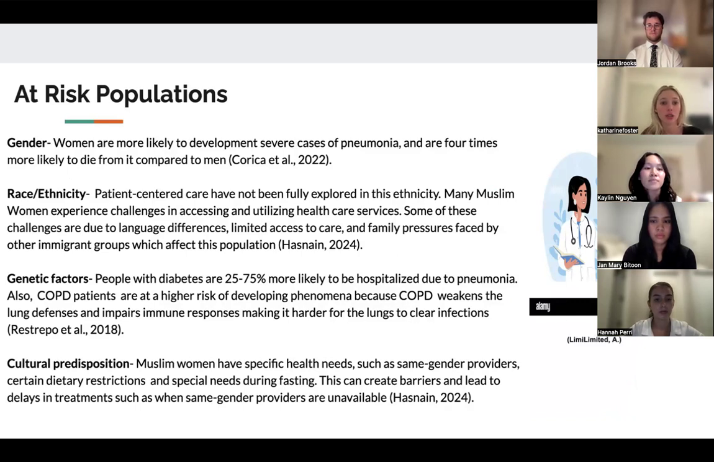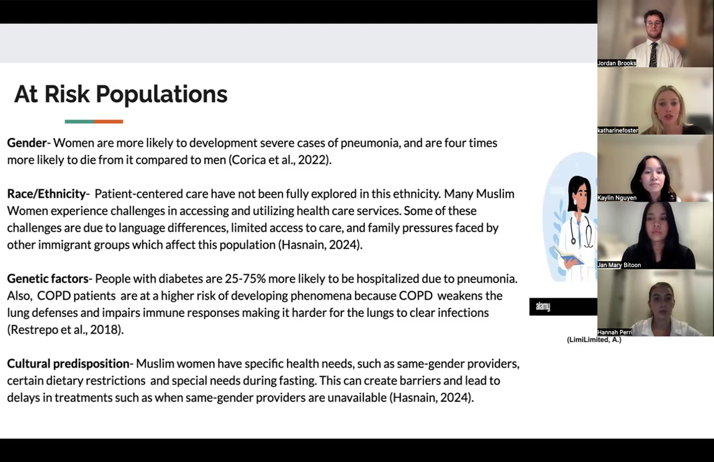So our patient is Muslim. So patient centered care has not been fully explored in this ethnicity. Many Muslim women experience challenges assessing and utilizing healthcare services. And some of these challenges are due to language differences, limited access to care, and family pressures faced by immigrant groups, which affect this population.